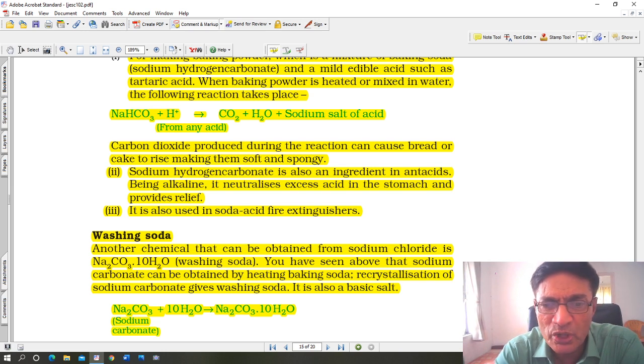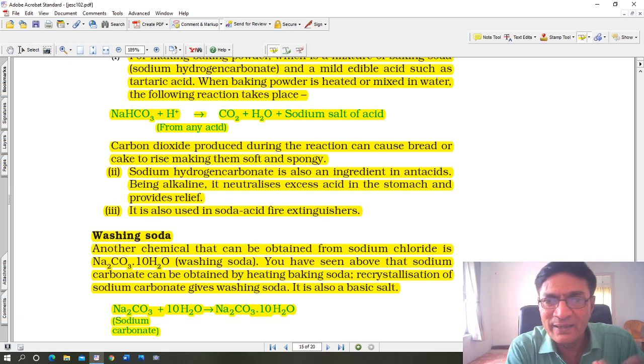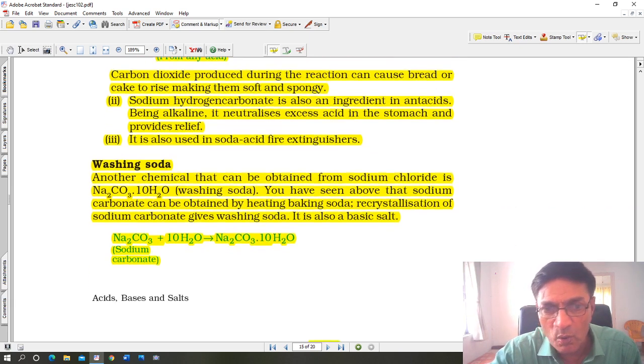It is also used in soda acid fire extinguishers. Fire extinguishers, all of you have seen. When you bang it down on the ground, the glass bottle inside it cracks open, and the chemicals mix, and that white foam comes up, and that white foam is used to cover a substance which is on fire.